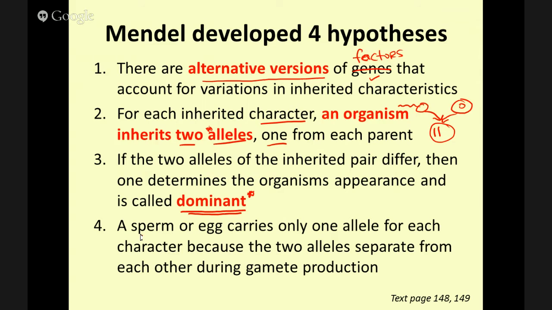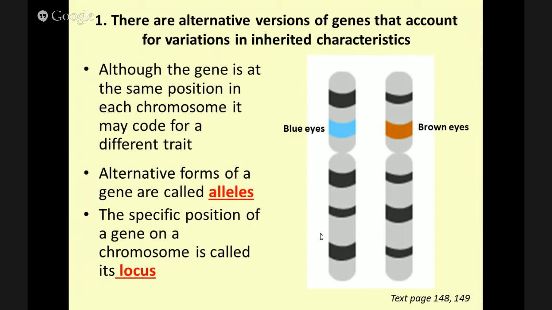And then the sperm or the egg carries 1 allele. So when you get together during fertilization, you get 1 copy from your mother and 1 copy from the father, and that's what ends up inside the zygote. So these were his hypotheses. Then he started studying his peas and investigating. But let's look at each one in modern terminology, and let's see some of the key things that we need to know about these hypotheses using our modern terminology.